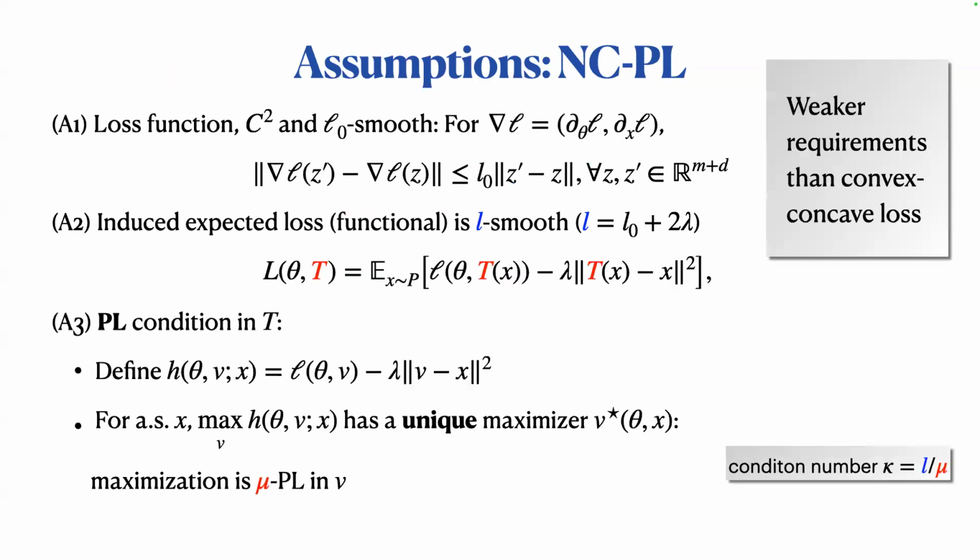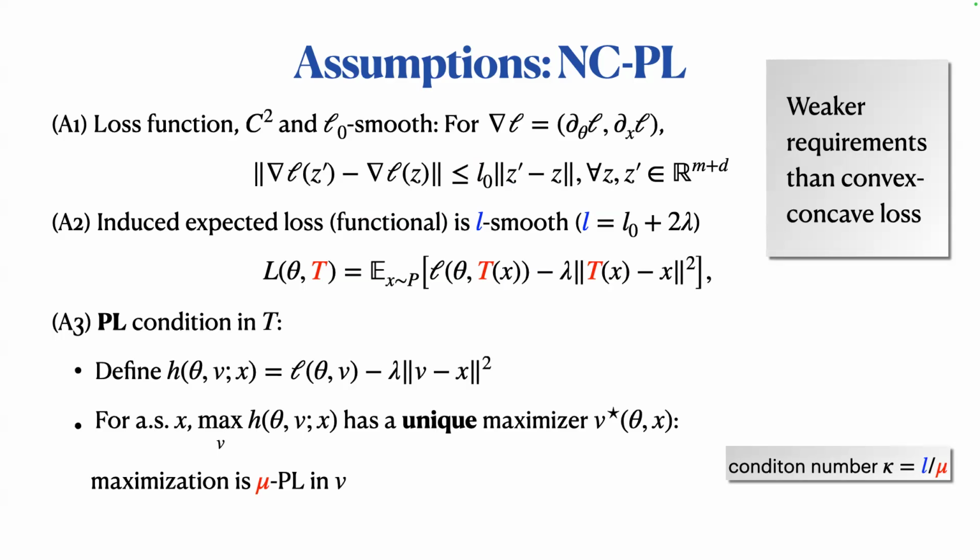What are the assumptions here? This is proved under, first, the L0 smoothness of the loss function. Although we don't have convexity, we try to push the boundary a little bit, right? So not directly using convexity, but something weaker than that.